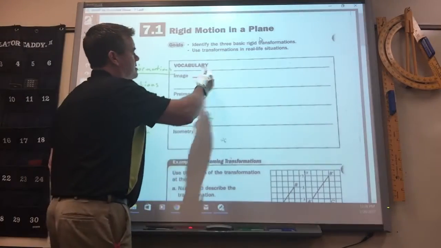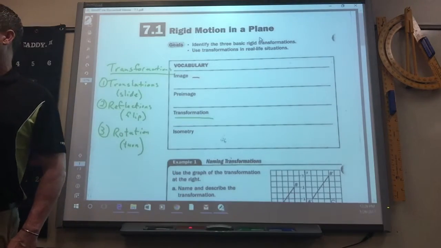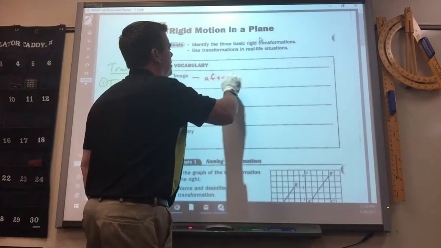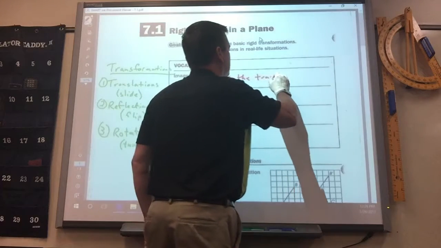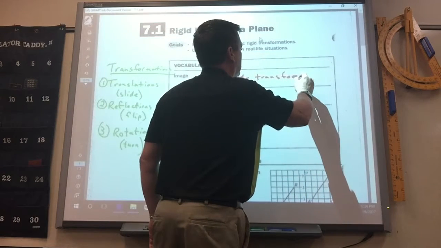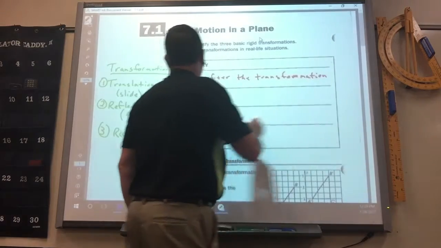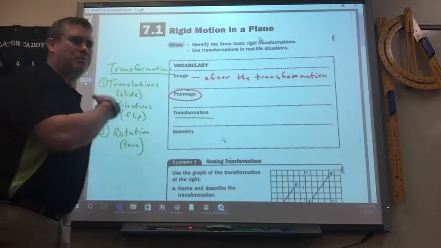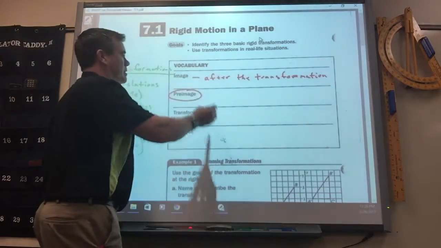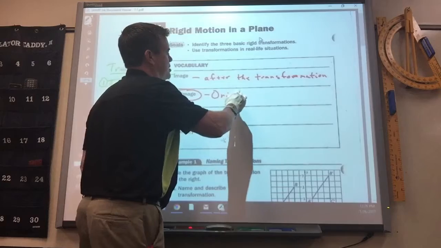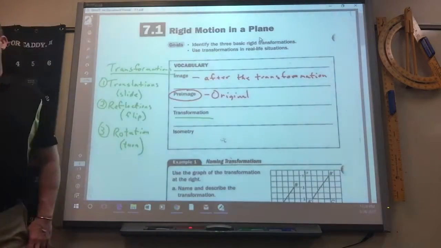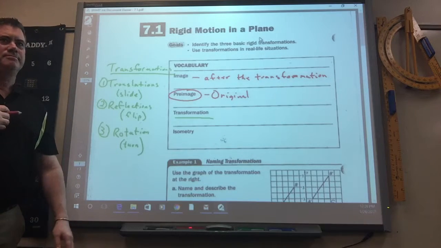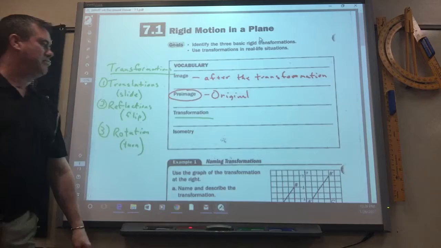Image is like when you look in a mirror, you see your image, right? Everyone knows what that is, I hope. So this is after the transformation. Now, they use the word pre-image. Pre means before, so pre-image is before the image, which just means it's the original. When you look in a mirror, you're the pre-image, the mirror is the image. So pre-image and original are the same thing.